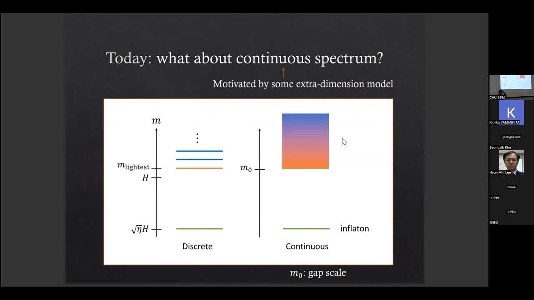Oh, okay, Adriana. Question from our group. Why do you need the gap and how small can it be?